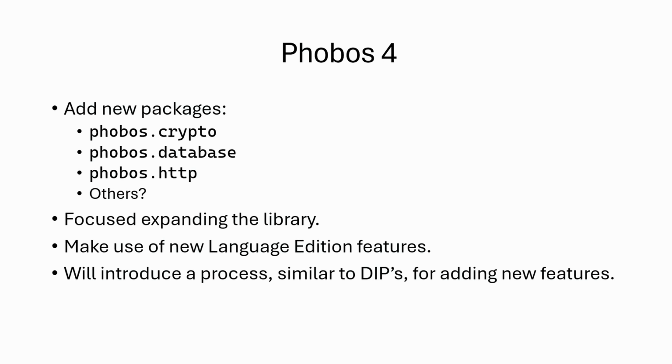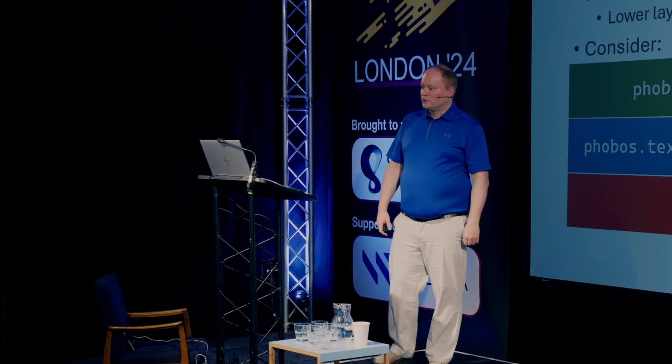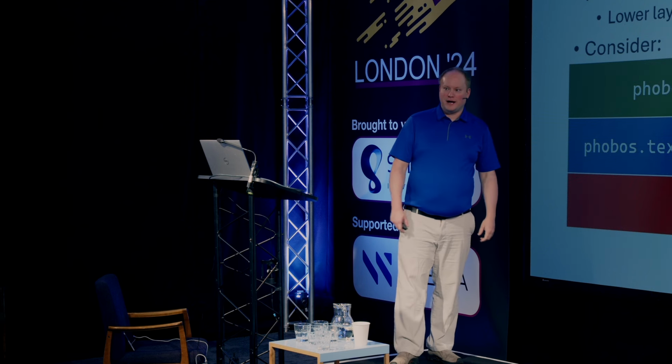And then you could do something like this. If you remember, we had the 2 layers. Well, now we have 3 layers, because obviously HTTP is going to need some networking and it's going to need some crypto. One of the possible rules that we could say is, okay, well, no lower layer can import from a higher layer.